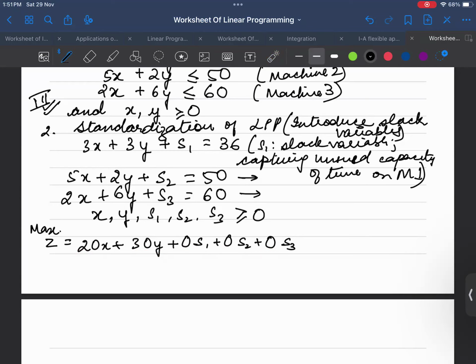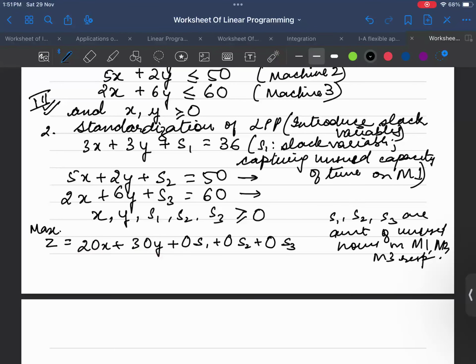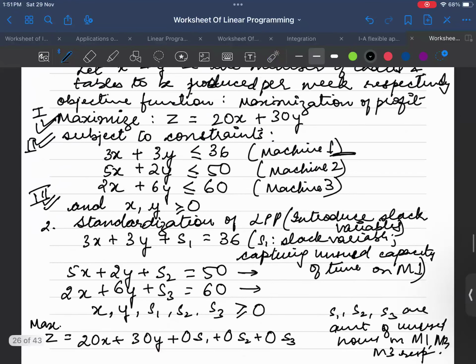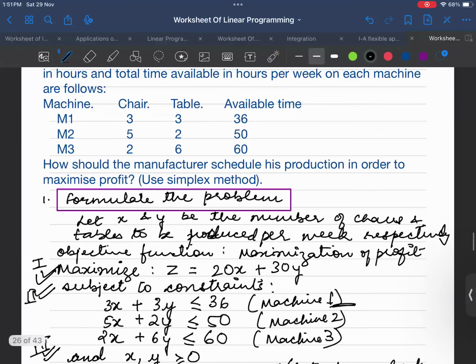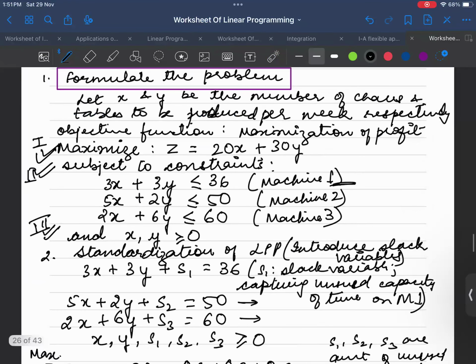Right? We can say S1, S2, and S3 are the amount of unused hours on machine 1, machine 2, and machine 3 respectively. Is it clear? I think it's clear. Now we got the standardized formulation of LPP. This was the first step, formulate the problem. Second was standardization of LPP.